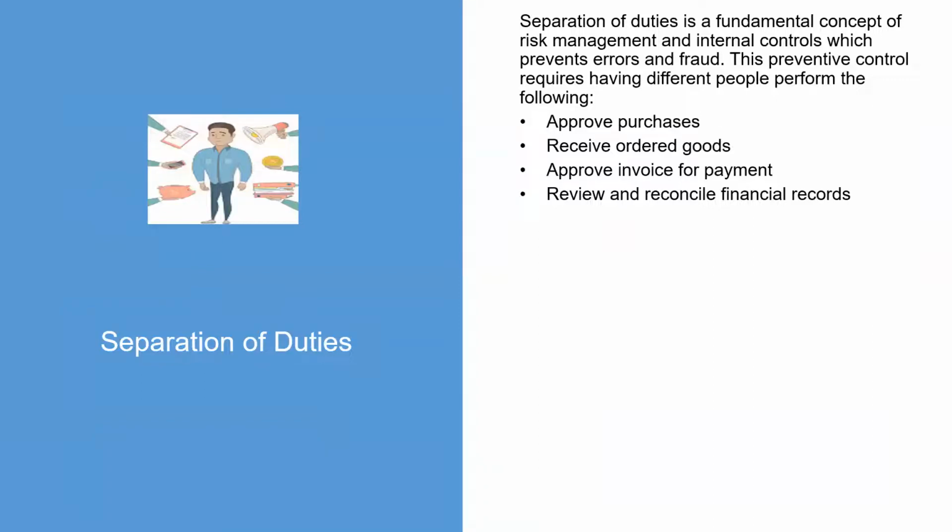The next control is separation or segregation of duties, which many of you may be familiar with. Ensure the duties are segregated and that the same individual doesn't have control over the entire purchasing process. This preventive control helps make sure that different people perform the following: approve purchases, receive ordered goods, approve invoice for payment, and lastly, review and reconcile financial records.